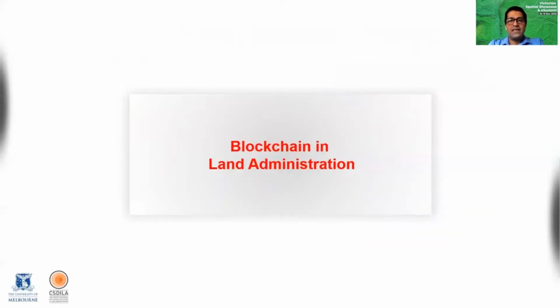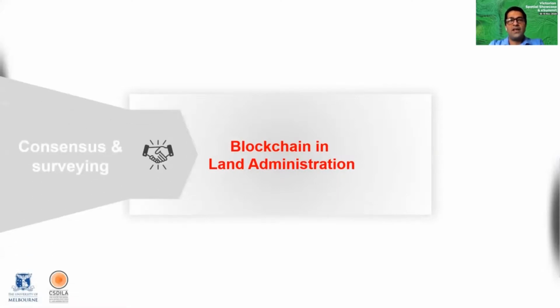Okay, now let's see what blockchain in land administration is. We've got 4 different items in this research project. The first thing is consensus and surveying. It is about real-time adjustment on a digital cadaster map base using a consensus mechanism, such as proof of surveyor. Moreover, the time series feature helps the adjustment process to automatically disregard outliers in least squares adjustment.